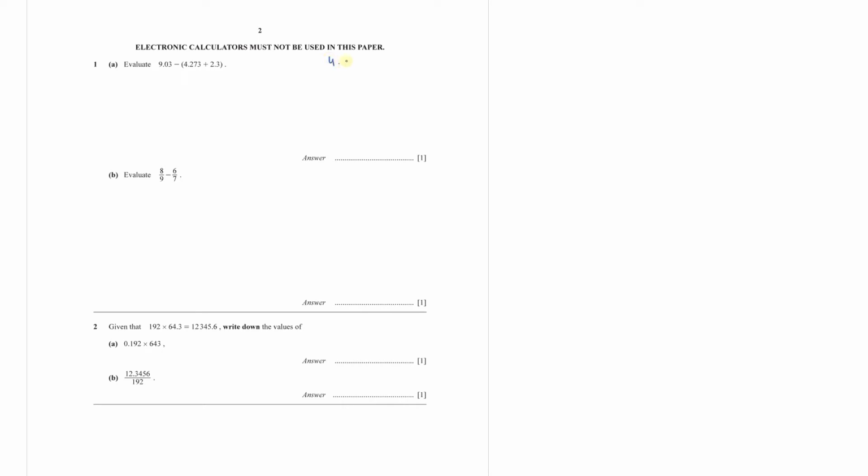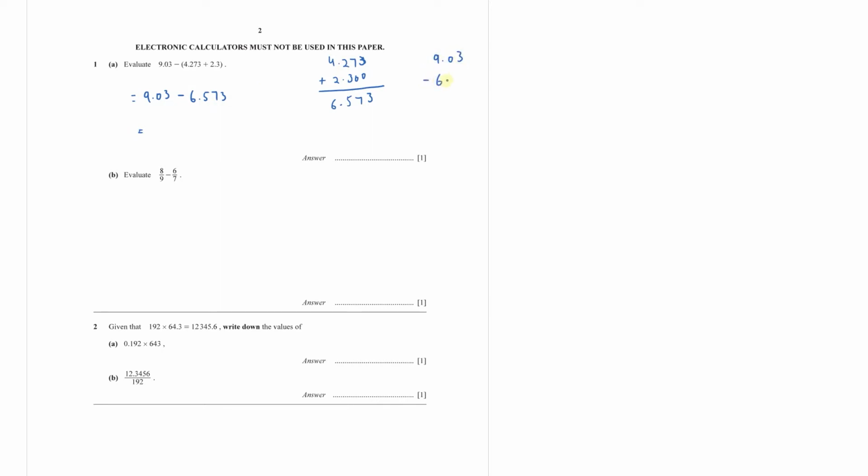So you have 4.273 plus 2.300. We can add these zeros to make this addition easier. So 3 plus 0 is 3, 7 plus 0 is 7, 3 plus 2 is 5, 4 plus 2 is 6, and the decimal comes here. So you get 9.03 minus 6.573. So let's calculate that.